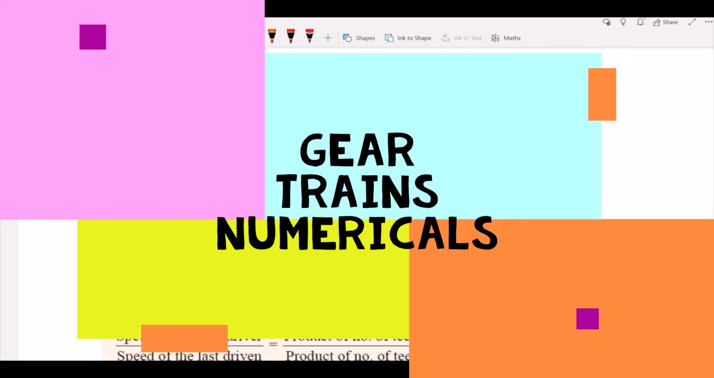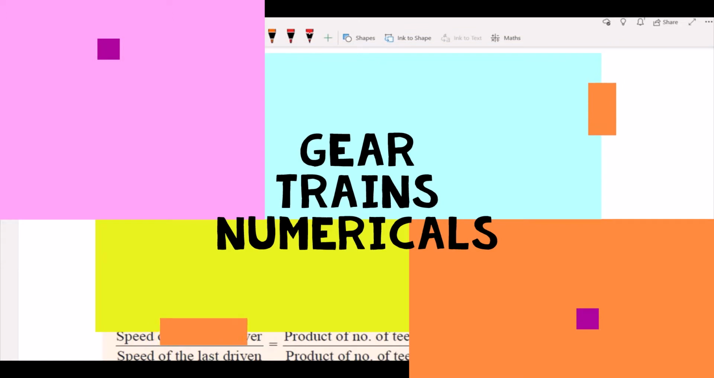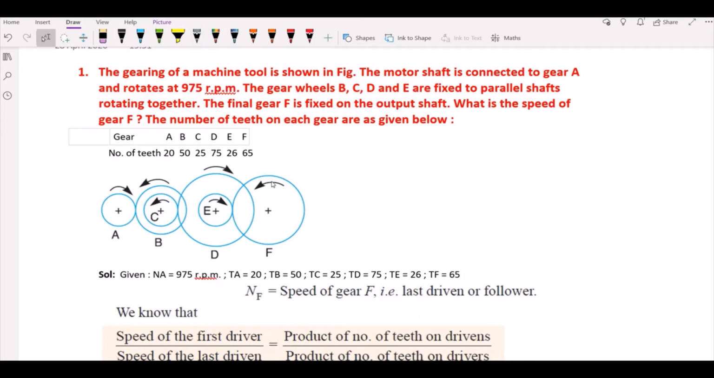To the numerical sessions of the topic gear trains. Usually no questions have been asked in the OU till now, but further, who knows if a question will be asked on problems related to gear trains. Let's go with the problems of three models, which are related to simple, compound as well as reverted gear trains. Let's start with the first problem.